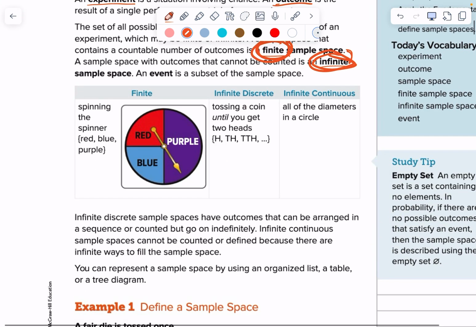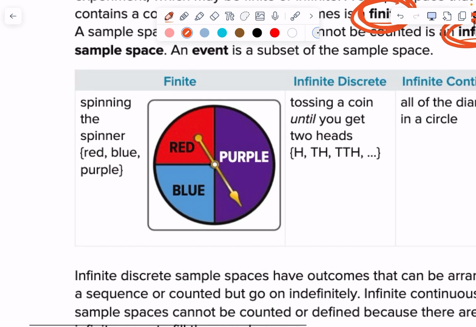All right, here we go. Here is a very weird spinner, right? Half of it's purple, and then we got a red and a blue. Spinning the spinner, our sample space is red, blue, purple, okay? Even though the purple is the bigger section, we just list them out, right? Sample space is just listing them out. We're not calculating the probability of getting purple, anything like that. Circle or box or do something, that is what the sample space is for that spinner, okay?